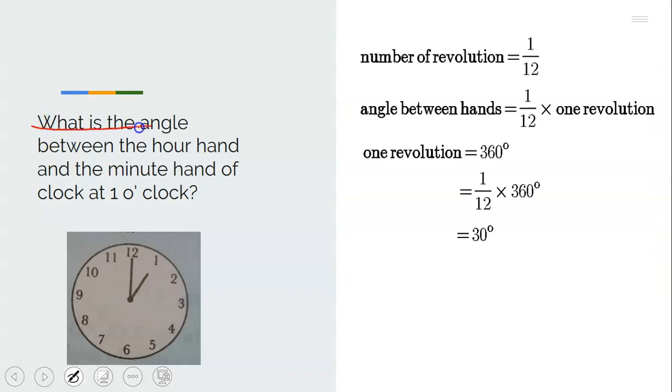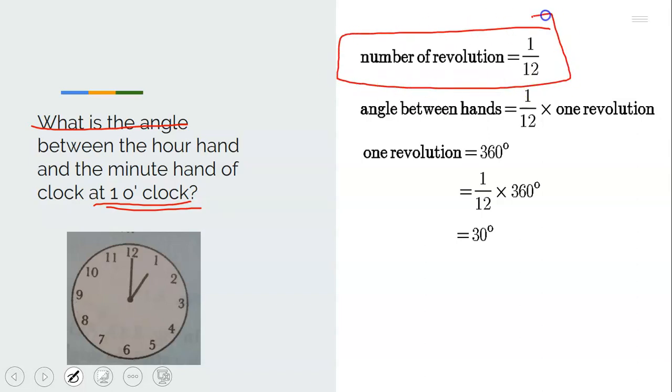Now look at this example. What is the angle between the hour hand and the minute hand of a clock at 1 o'clock? You can see, when the minute hand moves from 12 to 12, the hour hand moves from 12 to 1. That means the number of revolution is 1 over 12.